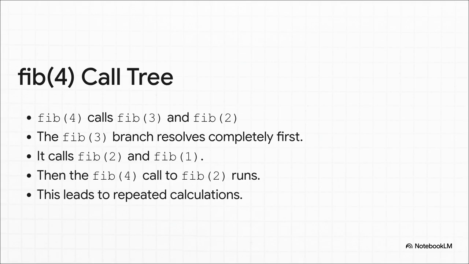And here it is, the whole process as a tree. Up at the top, fib(4). Its first call is to fib(3), so we dive all the way down that left-hand side. fib(3) calls fib(2), which then calls fib(1) and fib(0). Once that entire left branch is totally resolved, we pop back up. Now fib(4) can finally make its second call, over to fib(2). But wait a second, notice anything? We're calculating fib(2) again. That repetition is a huge clue about what's really going on here.